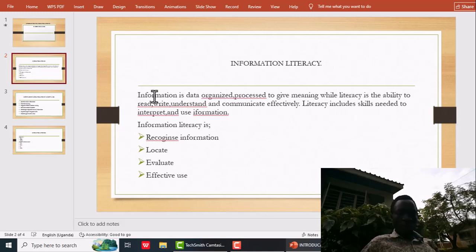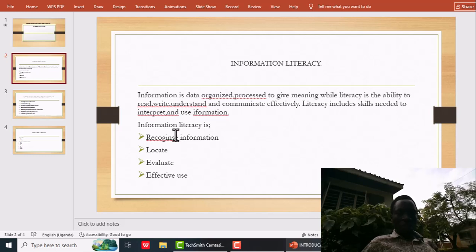We are saying information is data organized and processed to give a meaning, while literacy is the ability to read, write, understand, and communicate effectively. It also includes skills like interpreting and using information effectively, meaning it's not only about knowing how to read and write, but also having the ability to interpret and use the information in an effective manner. That is what we mean by literacy.